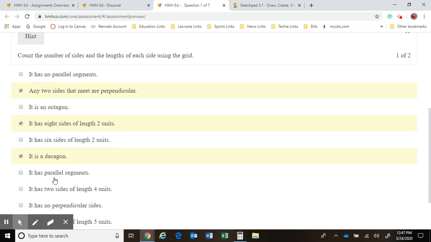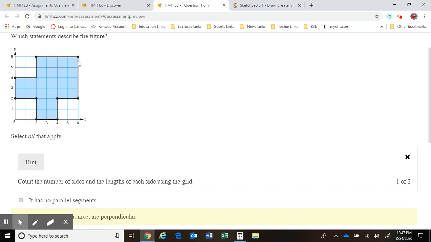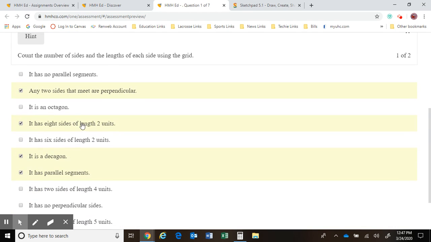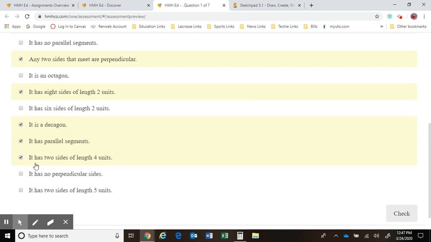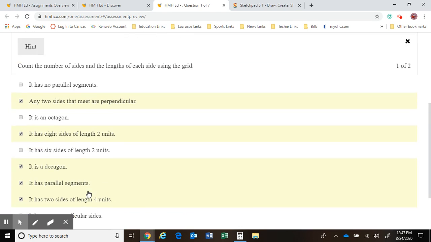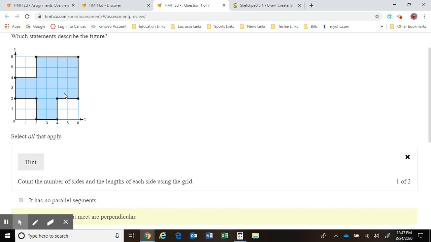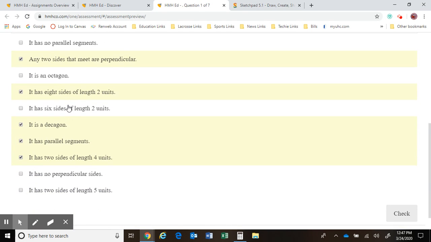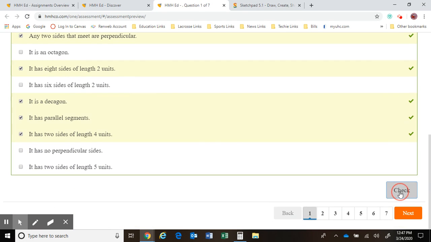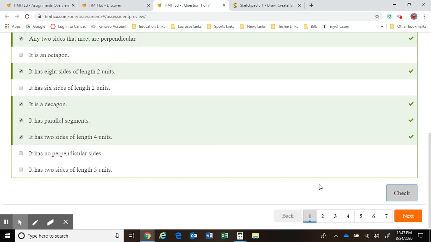It does have parallel segments. We talked about it has no. It does have parallel segments. It has 2 sides of length 4 units. Let's see. 1, 2, 3, 4. 1, 2, 3. Yep. 2 of those. It has no perp... Yep, there are perpendicular sides. It has 2 sides of, and you can clearly see there's no sides with 5 units. Okay. All right, let's check it. And looks like we got the green box, so we're ready to go on.